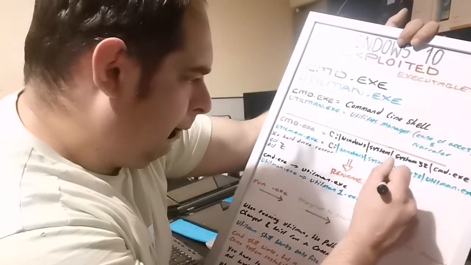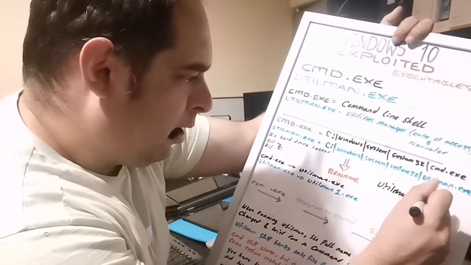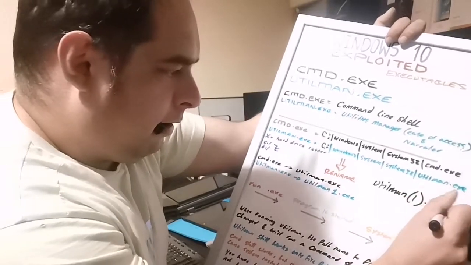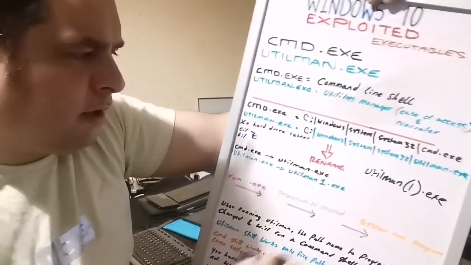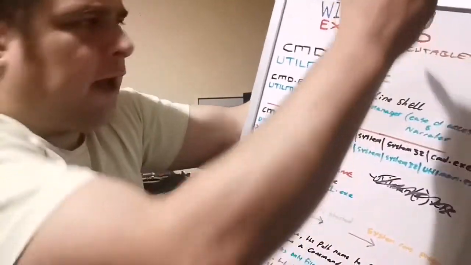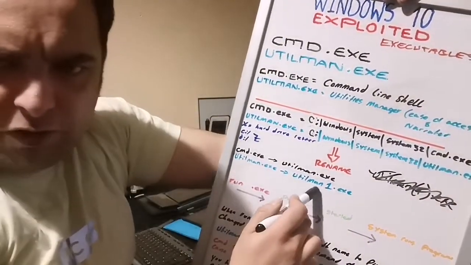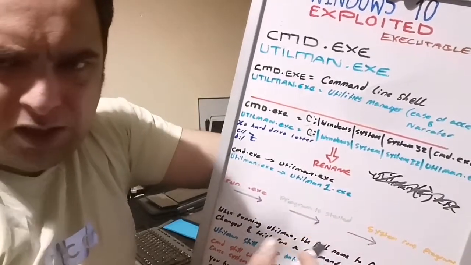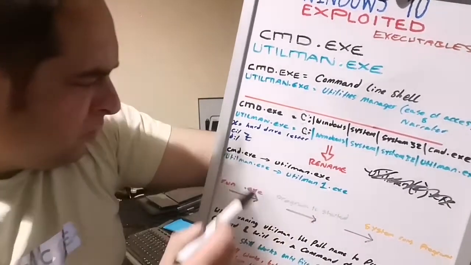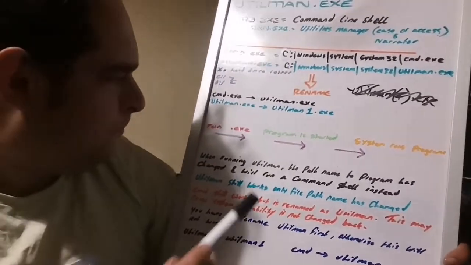Right? You'll end up with, quite possibly, something that may look like, if we tried it, utilman in brackets 1.exe, and then you would end up with problems with that. So you don't want that. So you rename the utilman first, change that to utilman1.exe, something that you're going to remember. The cmd has to be changed to utilman.exe. Has to be.